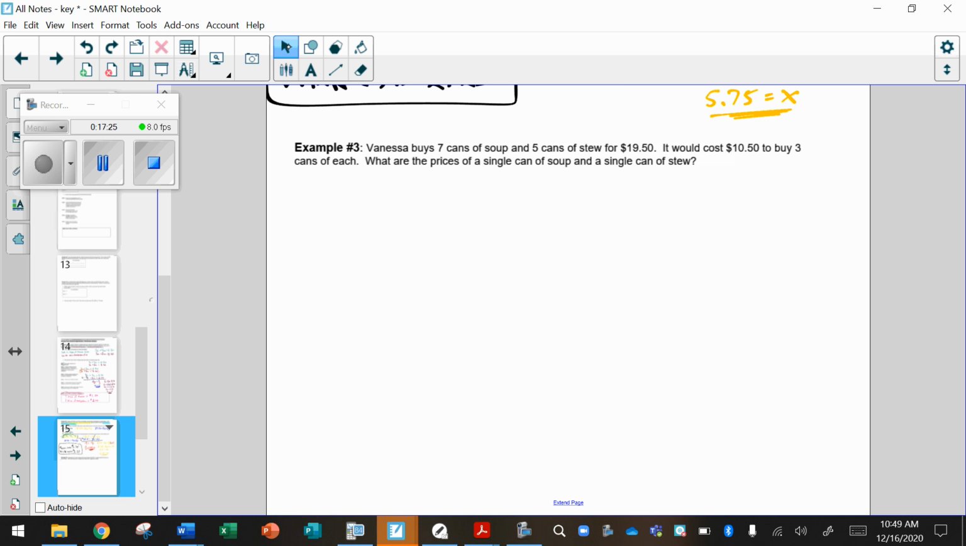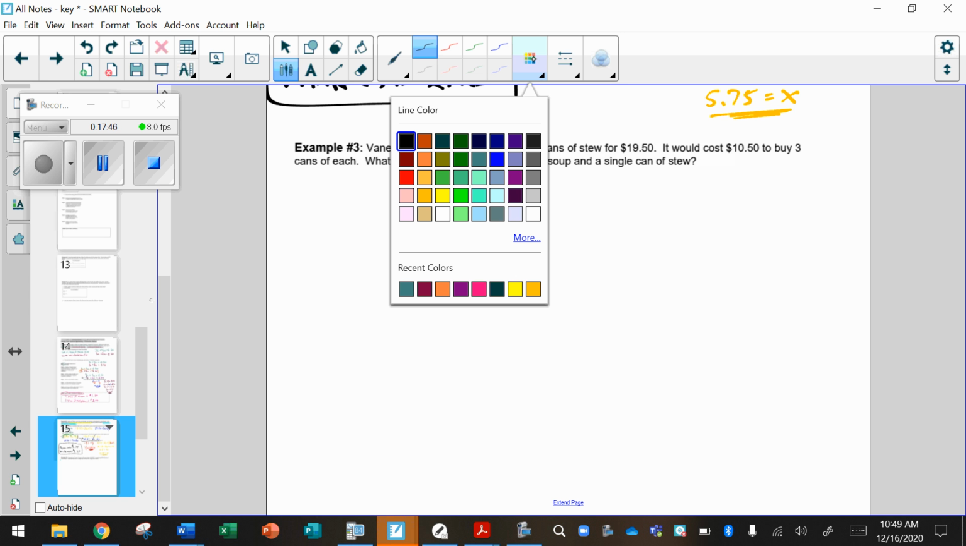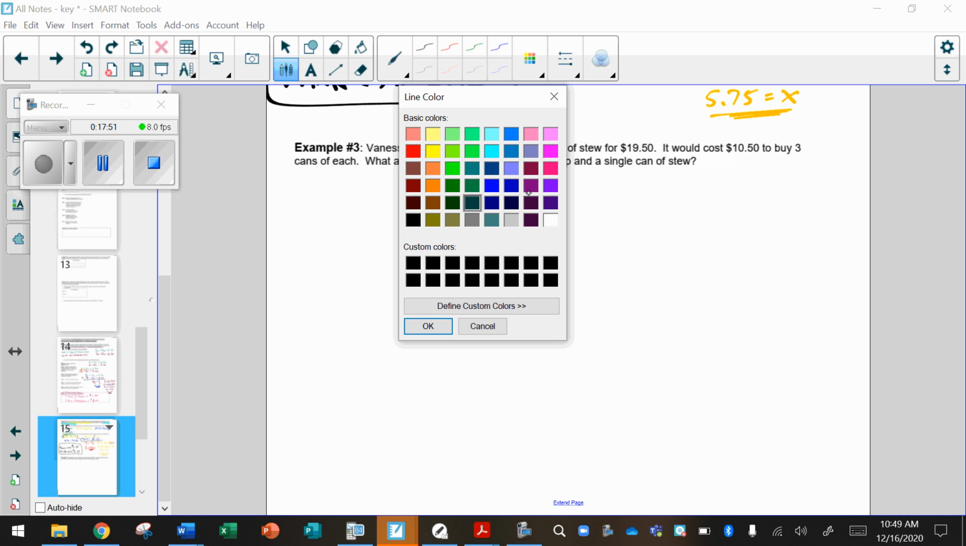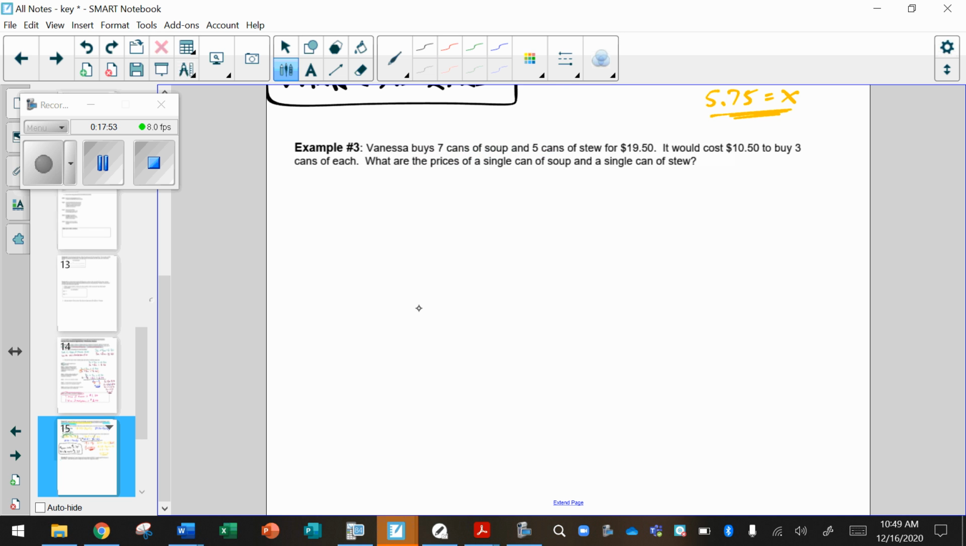Example number 3 says, Vanessa buys 7 cans of soup and 5 cans of stew for $19.50. It would cost $10.50 to buy 3 cans of each. What are the prices of a single can of soup and a single can of stew? So we have soup and stew. It's not a good idea to use S for both of those because we would have 2 S's for 2 different things. Can't do that. So how about we use X and Y again? Okay. I'll let X be the soup because it was mentioned first. And Y is the stew.